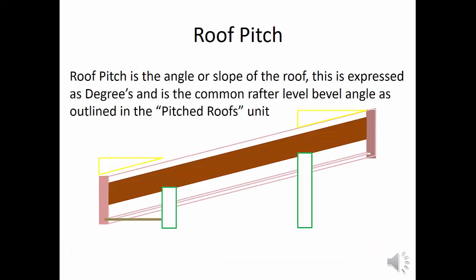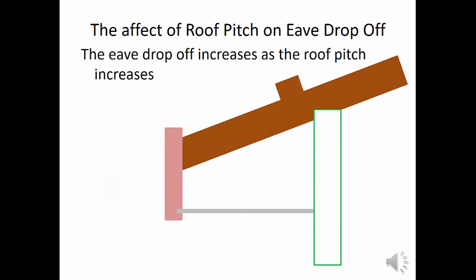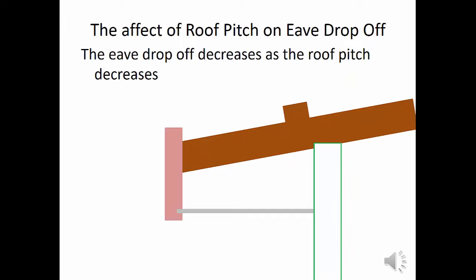The roof pitch is the angle or slope of the roof. This is expressed as degrees. The roof pitch is also the common rafter level bevel angle. The roof pitch affects the eave drop off. The eave drop off increases as the roof pitch increases, and the eave drop off decreases as the roof pitch decreases.